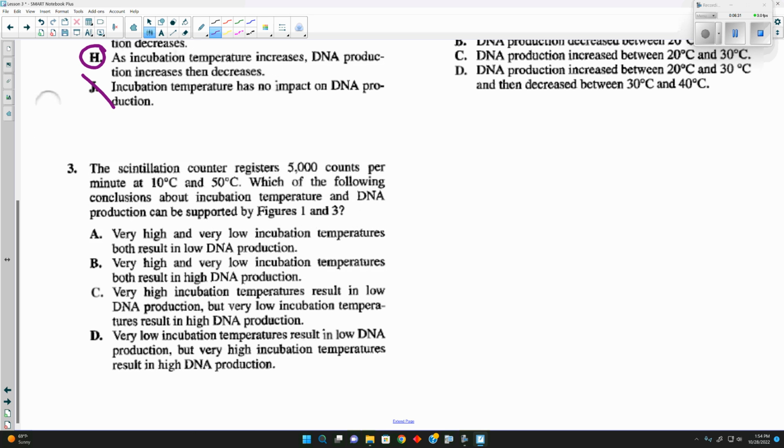Question 3, the scintillation counter, or whatever that is, registers 5,000 counts per minute at 10 degrees Celsius and 50 degrees Celsius. Which of the following conclusions about incubation temperature and DNA production can be supported by figures 1 and 3?